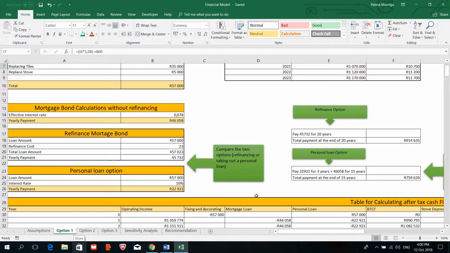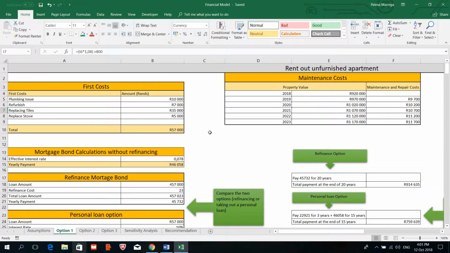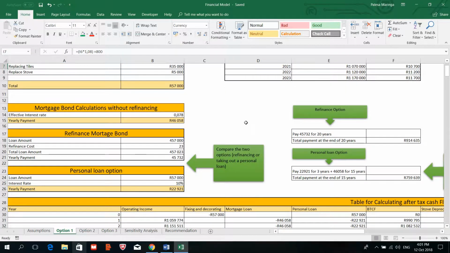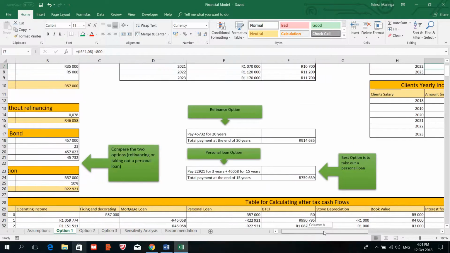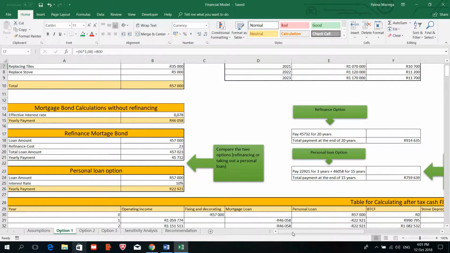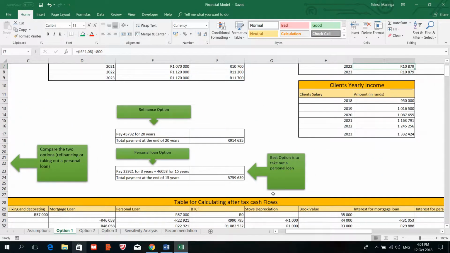And then to finance these first costs, you could either refinance a mortgage bond or take out a personal loan. The two options were compared, and it was decided that it was going to be much cheaper to take out a personal loan, because if you refinance your mortgage bond, you have to pay it over 20 years again, which will cost more. So it's better to take out a personal loan.